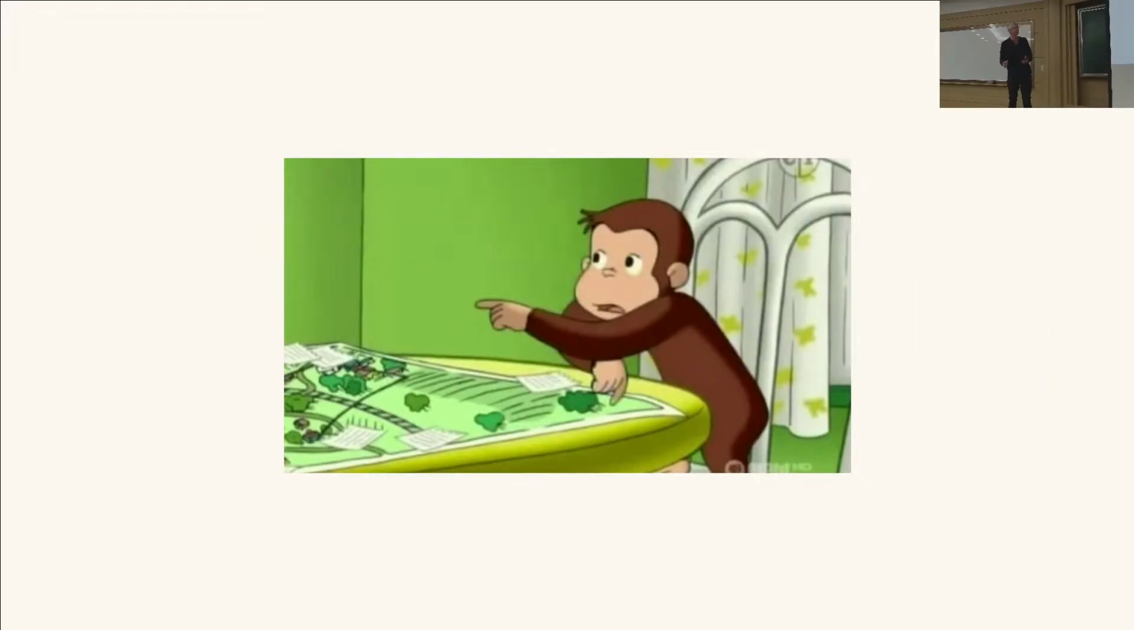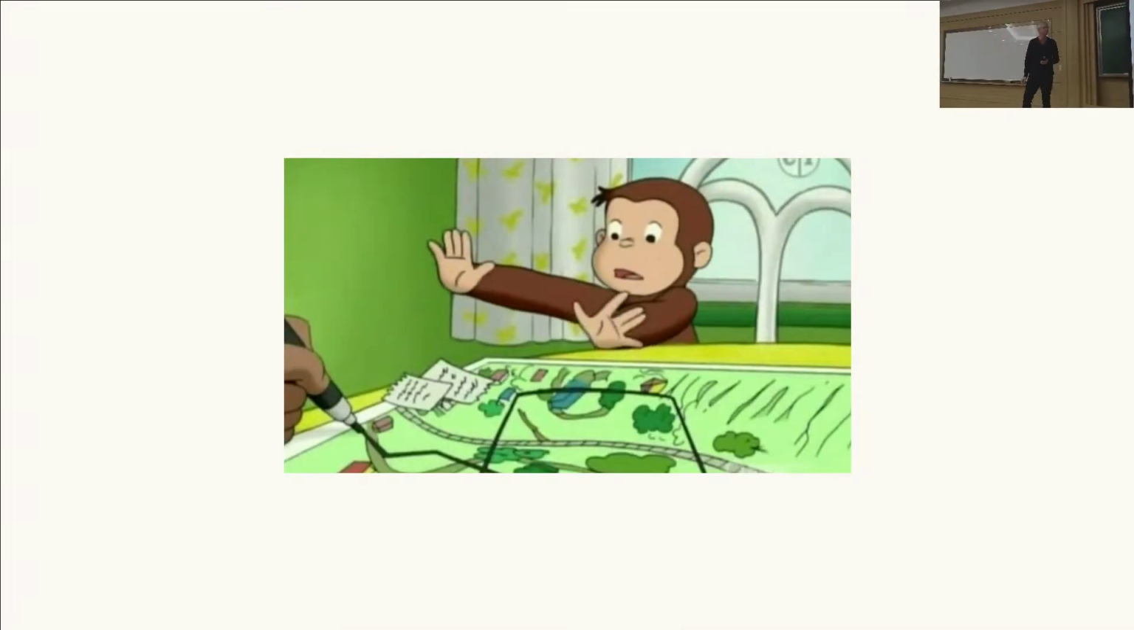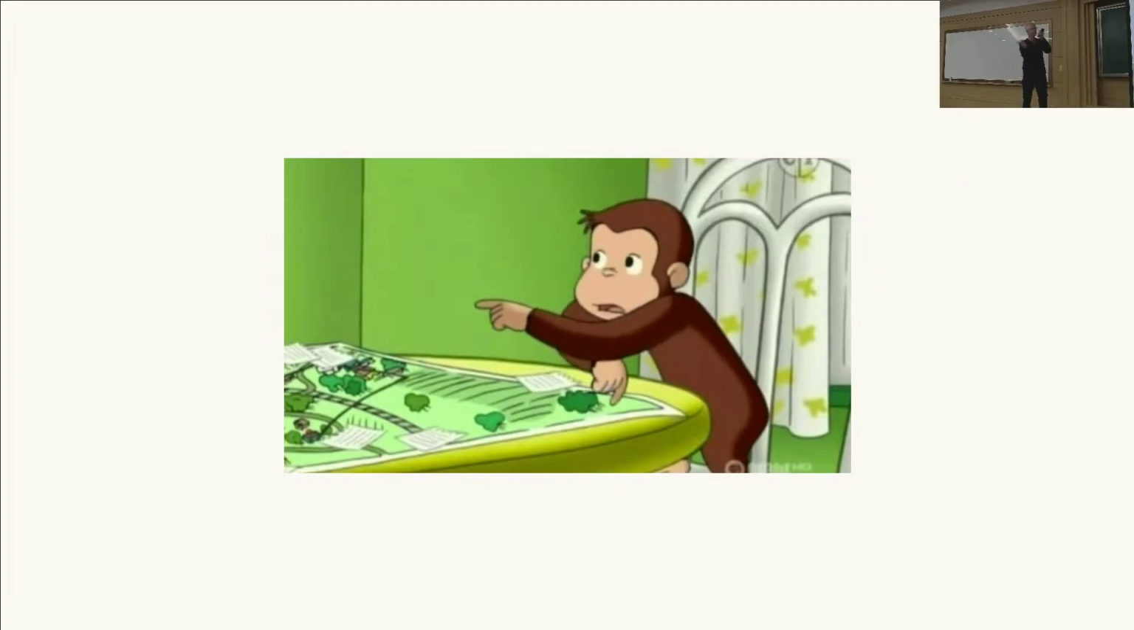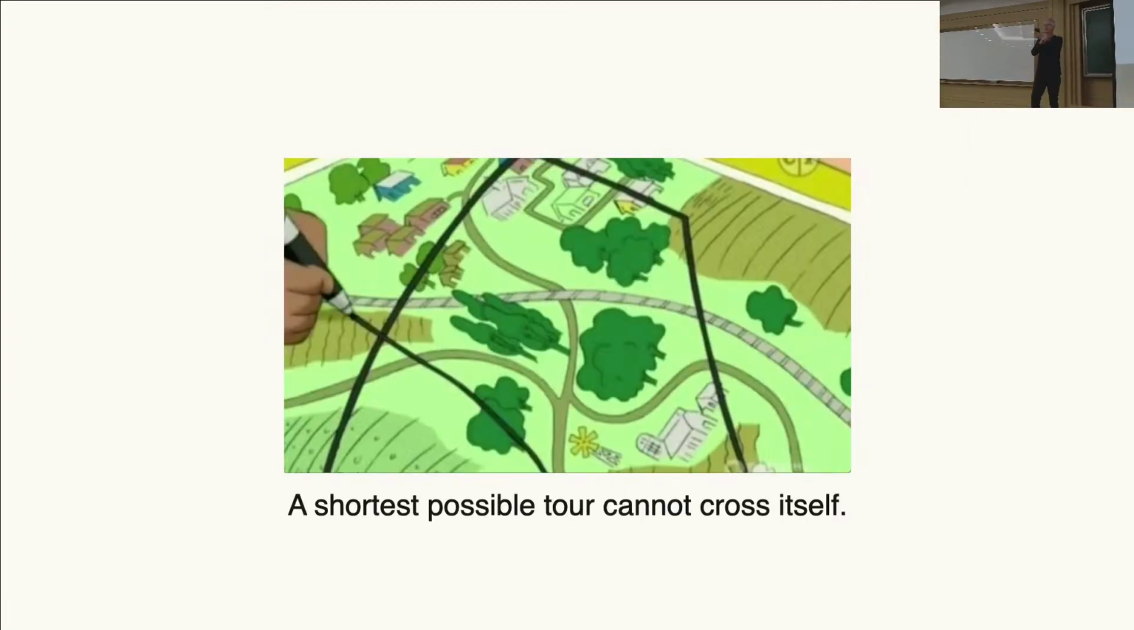Sticking with the animal kingdom, Curious George actually knows the main idea. Four leaves, clean a garage, wash windows, stack some cans. What's the matter? See, what George doesn't like is that the tour crosses itself.